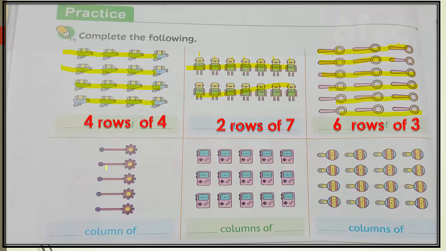Another exercise. Here, how many columns? Columns, teacher, go up and down. So I have just 1 column. Okay. How many in this column? Let's count. 1, 2, 3, 4, 5. So my students, I have 1 column of 5.